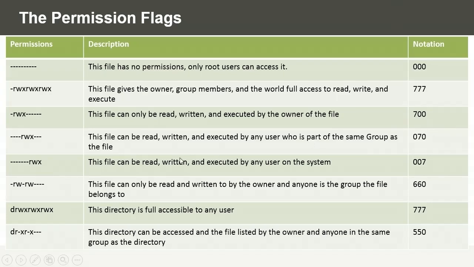If we look at the last example for a directory, we've got R and X in the owner position and R and X in the group position. This means the directory can be accessed and the files listed by the owner and anyone in the same group as the directory. Permission-wise, numerically, that works out to be 5, 5, 0 because read is 4 and execute is 1. So for each set, we've got 5.